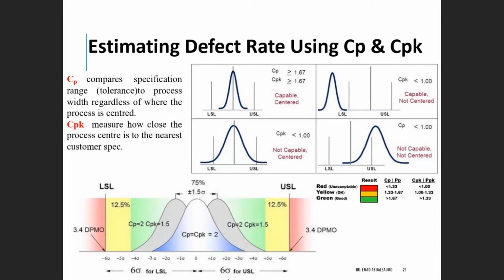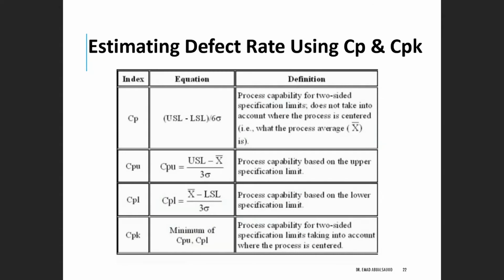So this is how the graphical demonstration shows the relation between the CP and the CPK, and this is with the Six Sigma. Now, just to recap how we calculate the process capability for the two sides, the CP is the upper specification minus the lower specification, divided by 6 times the standard deviation. For the process capability CPK, for the two sides, we have to calculate the CPU, the process capability for the upper, and the CPL, the process capability for the lower specification.